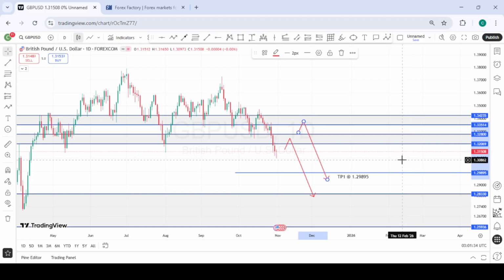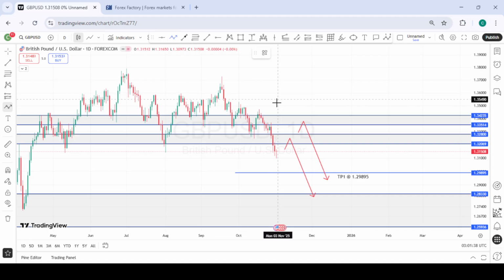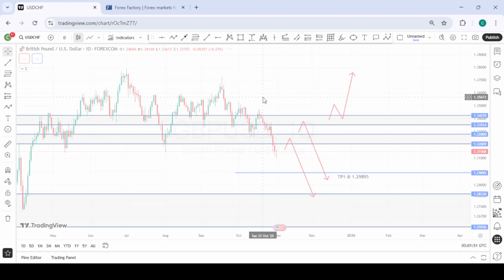So we are very bearish on GBPUSD. This can only shift bullish if price breaks this zone or clears these structures here and then gives us a pullback into this zone and takes the upside direction. So until then, we are very bearish on GBPUSD.